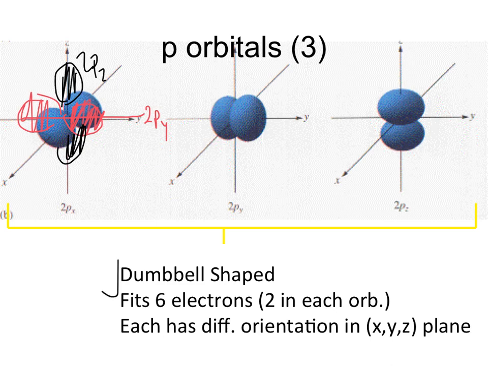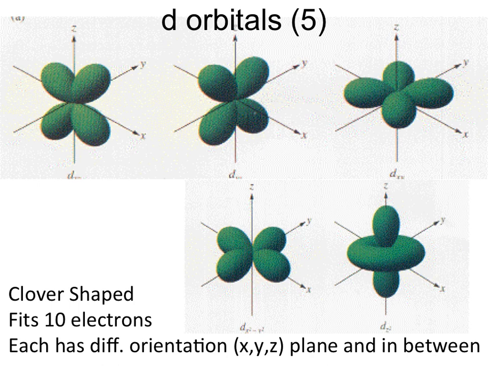And this d orbitals are basically generally clover shape, although we have one over here that has a kind of dumbbell slash donut shape going on. Basically, d orbitals, there's 5 of them. They fit a total of 2 electrons each for a total of 10 electrons for all 5 d orbitals. These also are obviously oriented along an x, y, and z axis.